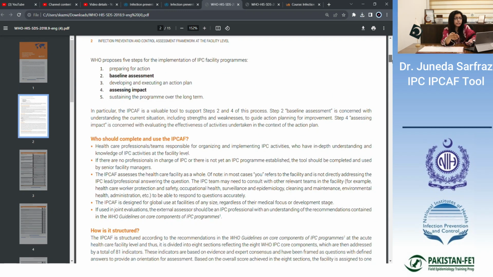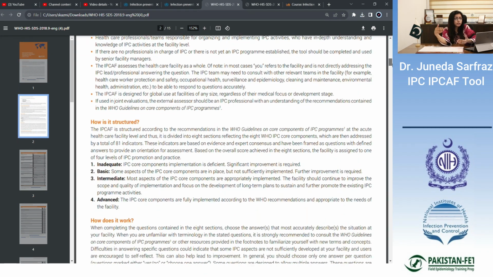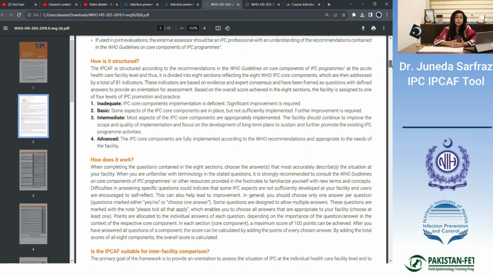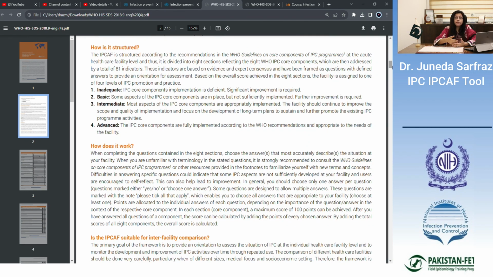How is it structured is, from the scoring you can find out if the situation at your facility is inadequate, basic, intermediate, or advanced. So it is structured in such a way that you can actually know where you stand.